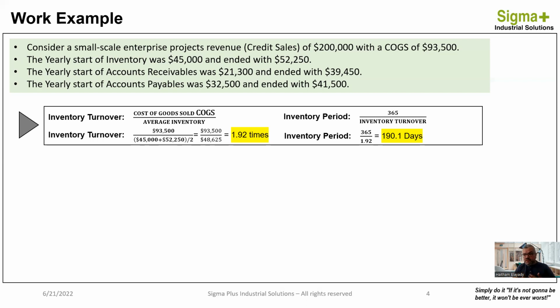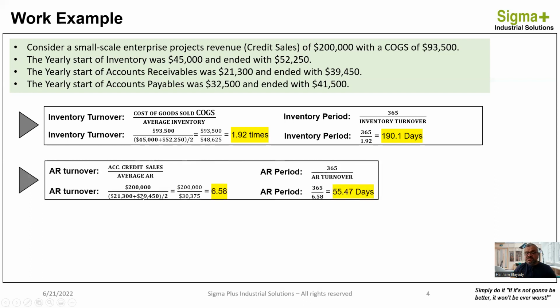I'm changing the inventory. Okay, so the inventory period will be found by dividing the 365 days by 1.92, which is approximately 2. So it's almost 190 days, which means that this is the average number of days that my inventory is kept in the warehouses.